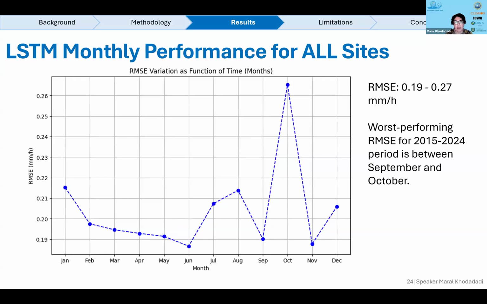Next, please. This figure shows monthly RMSE of all sites using the LSTM model. The highest RMSE was observed in October, which is a seasonal transition month across all sites. This may be due to the fact that extreme regimes respond to seasonal rainfall changes with a lag, and the model could not capture these transient dynamics well, leading to larger prediction error.